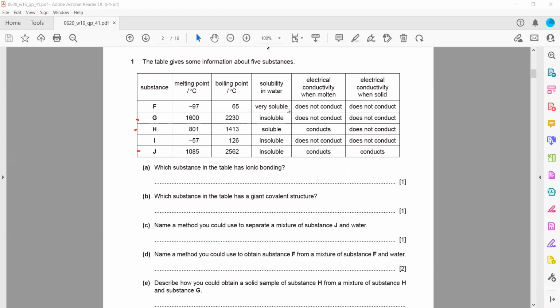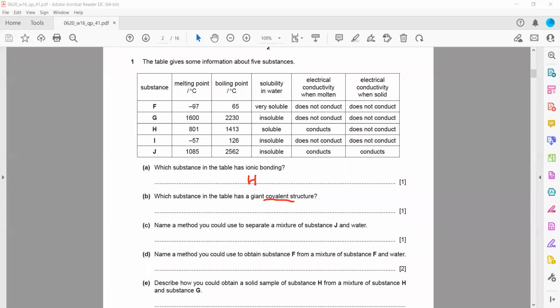Then which substance in the table has a giant covalent structure? Giant covalent structure will have a high melting point, high boiling point. It does not dissolve in water. Normally, giant structures, except for graphite, do not conduct electricity in molten or aqueous state. Except for graphite, which can conduct, other giant structures cannot conduct, for the macromolecular structure. So what could be a giant structure from the table?